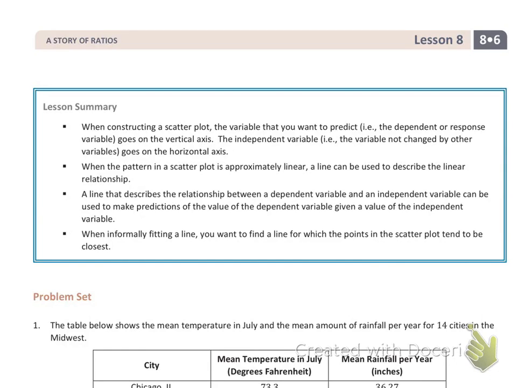Okay, so I think you're ready for the problem set on this one, and have a good time with that. Be sure to check your answers carefully and make sure you're using vocabulary about the different trends, the dependent, the independent, linear, nonlinear, and all of that sort of thing. Okay, good luck.